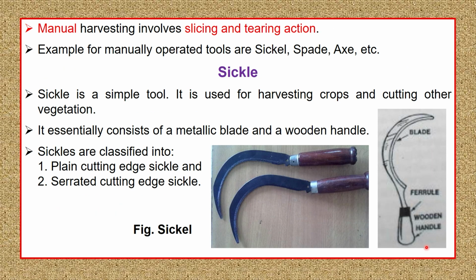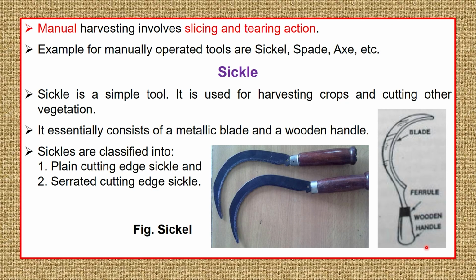So manual harvesting involves slicing and tearing action or a combination of these two. If any tool involves slicing action, then it must have a plain cutting edge, and if any hand tool involves tearing action, then it must have a serrated cutting edge. So the sickle is such a simple tool used for harvesting. You see, the sickle is a simple tool.